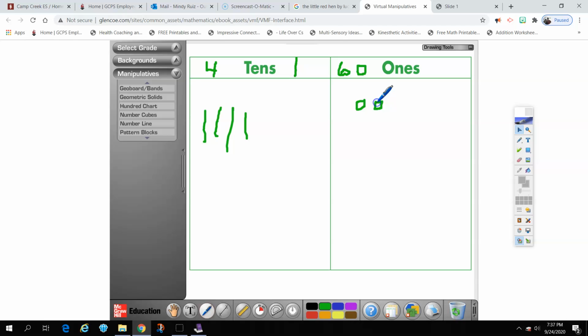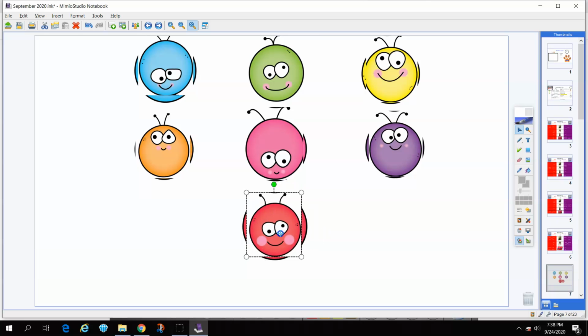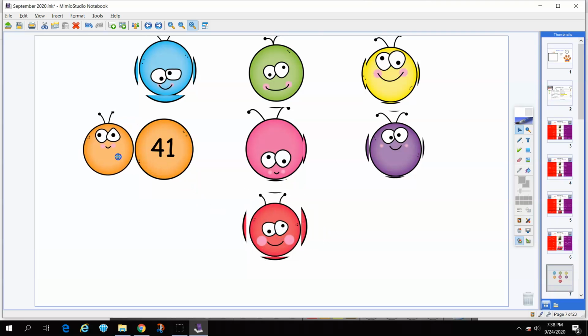So I have to draw my squares for the 6 ones. So you can be doing this on your tens and ones chart. All right, when you're done, look up here. Does yours look like mine? Do you have 4 tens and 6 ones? I hope so, because that's how you draw 46. All right, let's put our erasure boards and we'll put our red back and let's look at what number's on our orange caterpillar. Oh, he's 41.